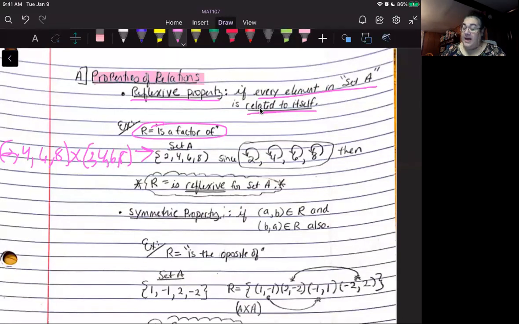Well, if you look at it, 2 is a factor of itself. Yes, it is. So that's reflexive. Is 4 a factor of itself? Sure is. Is 6 a factor of itself? Sure is. Is 8? Yes.